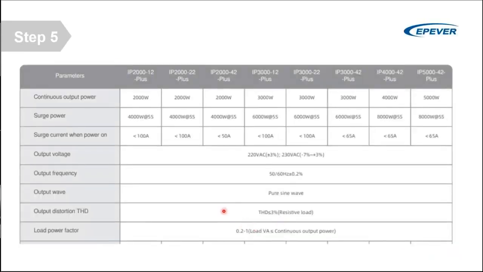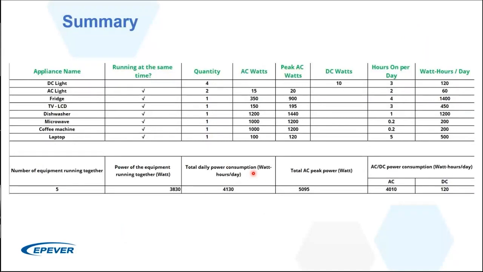So again, I have chosen one of the Epever inverters, which is the IP5000, which is capable of working with a 48 volt system, and it's providing 5,000 watts of continuous power. And it can surge up to 8,000 watts, which is more than enough for what I need. I need about 5,100 watts. So this inverter pretty much fits what I had. So we are almost done with the calculations.